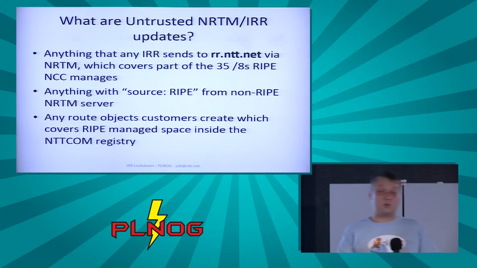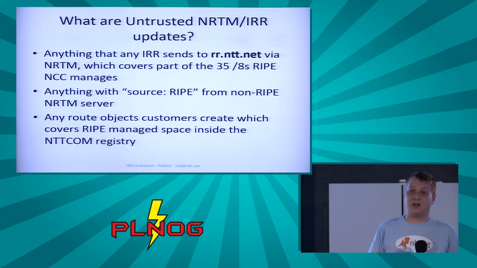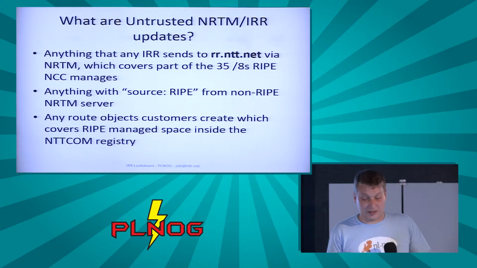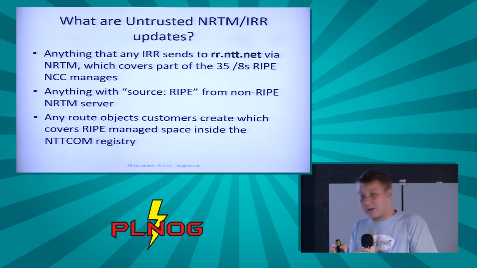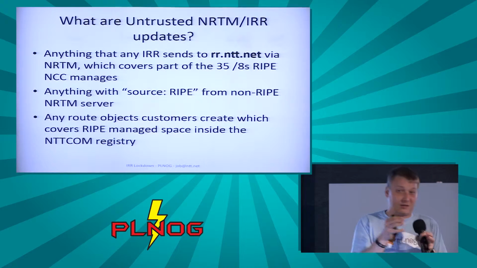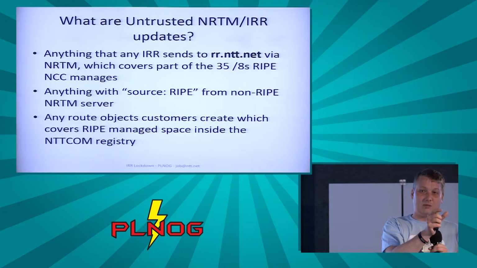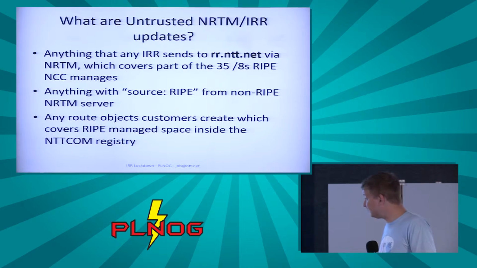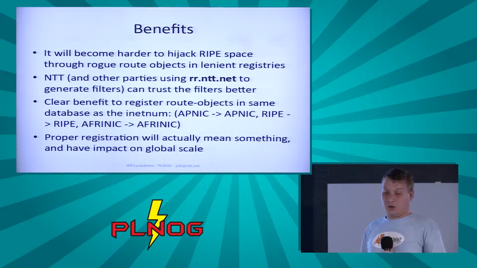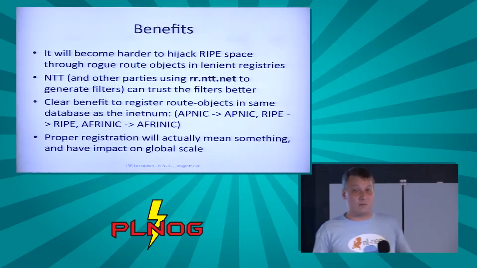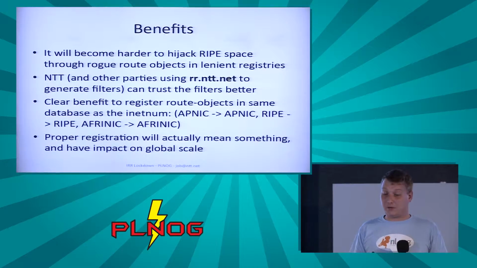So what we can do on this rr.ntt.net instance is that anything covering RIPE space, but that does not have the source field for RIPE space, we just ignore. The benefits of this are manifold, in my opinion.